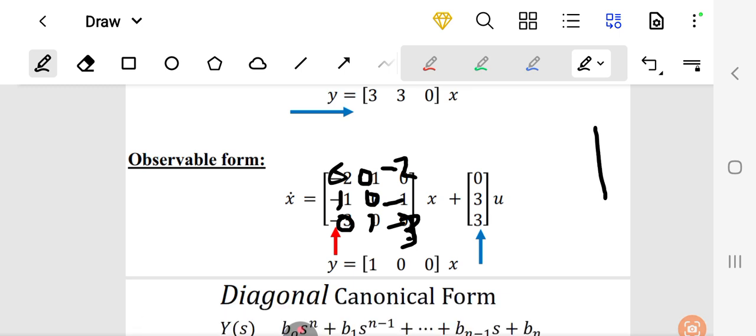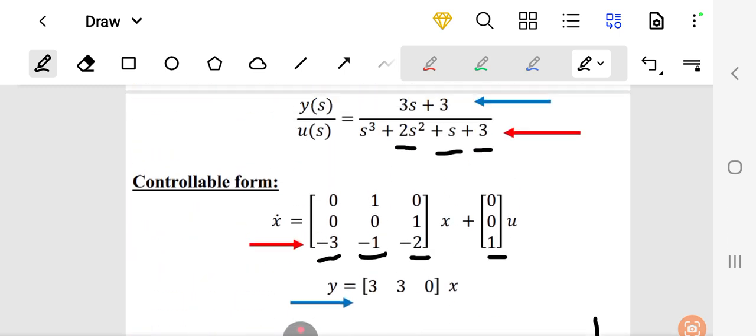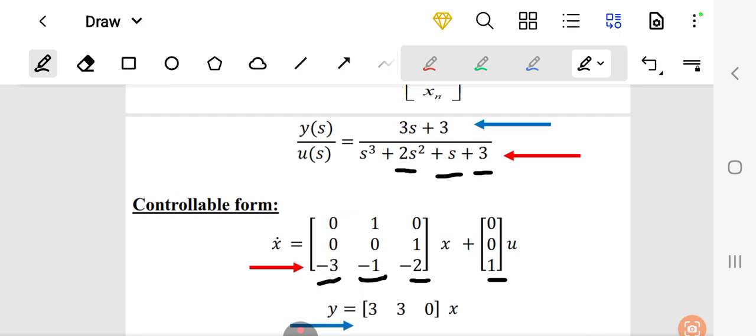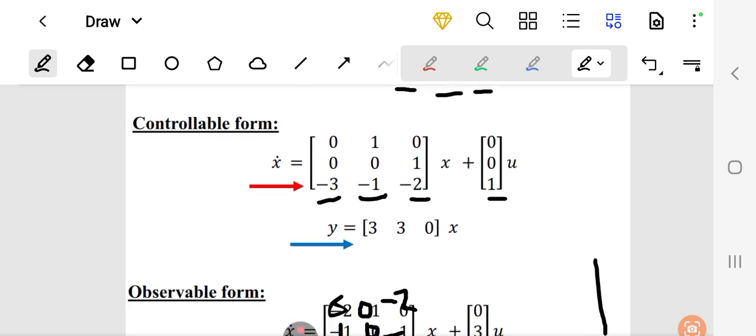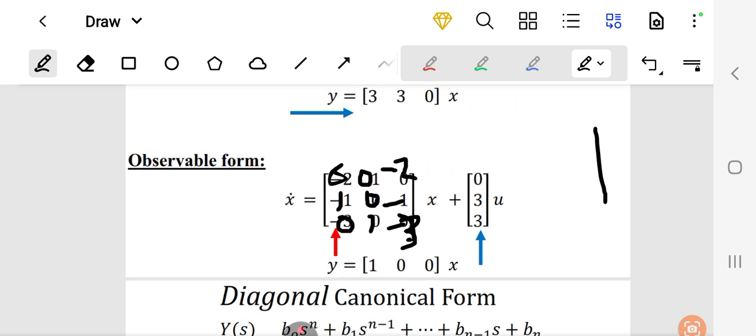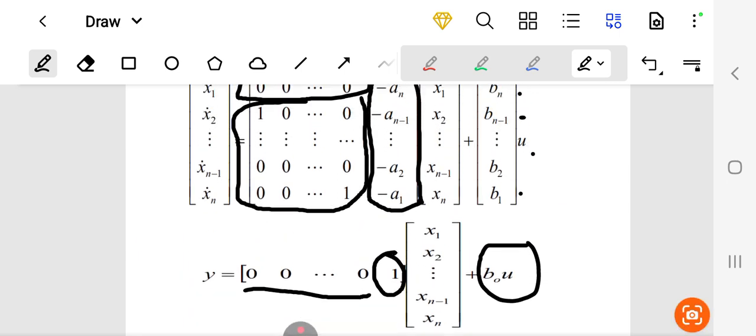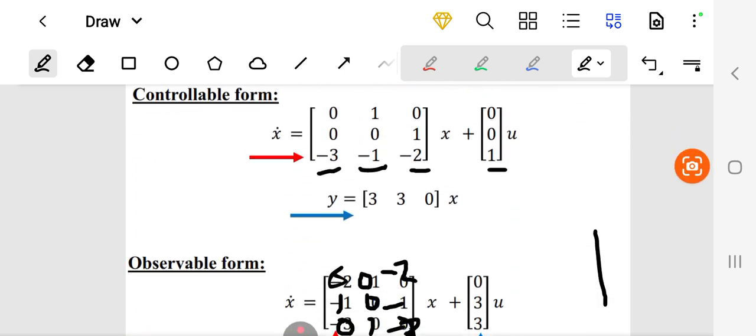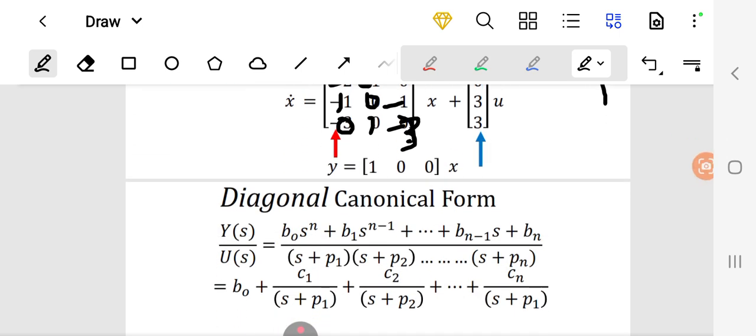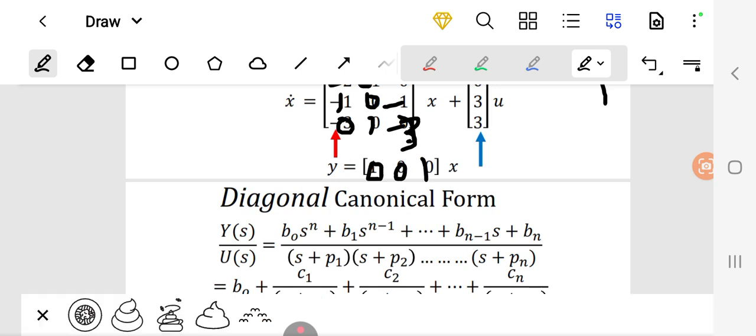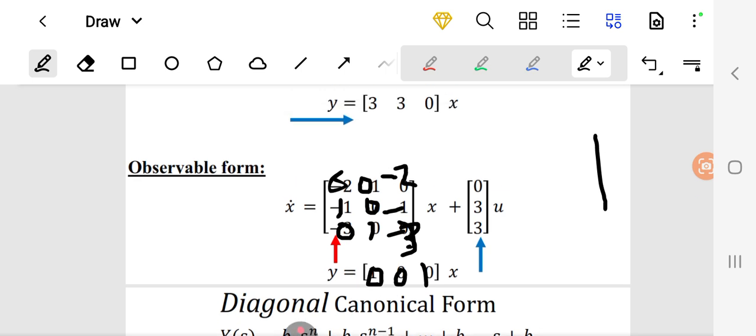For the coefficients of U will be the coefficients of the numerator 3, 3, 0, which is 3, 3, 0. Bn minus 1, 3, 3, 0. For the Y equals 0, 0, 1. And for the U matrix, 3, 3, and 0.